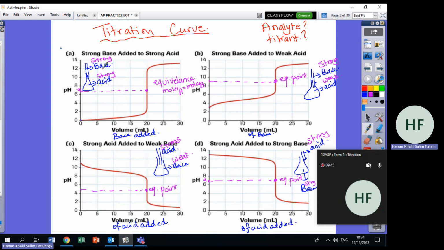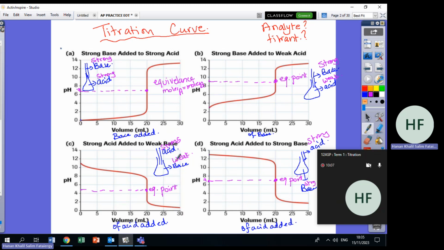Okay, so we have 3 types of equivalence point. Equivalence point at 7, like this one, means both of them are strong. If the equivalence point is 9, this means the base is strong and the acid is weak. If the equivalence point is less than 7, this means that the acid is strong and the base is weak.